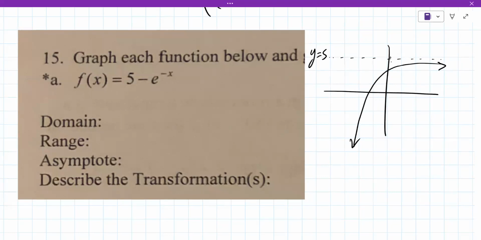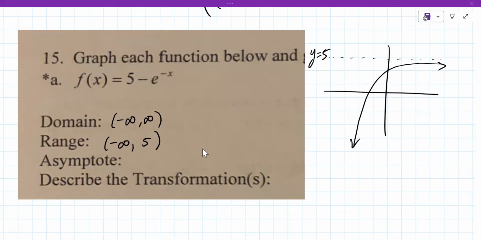And this is y equals 5. That comes from this 5 here. We can talk about some other things about it in a moment, but this helps with domain and range. The domain is all real numbers, minus infinity to infinity. Exponentials are always all real numbers. The range is the y values: how far down does this go, how far up does it go? Minus infinity to positive 5. That's the max y value, but it never hits 5. That's why it's parentheses there.